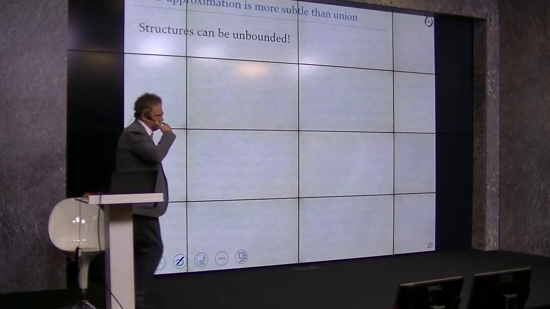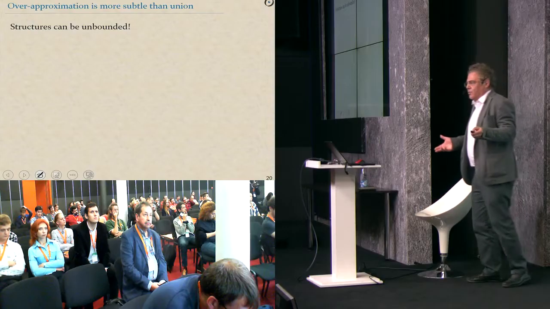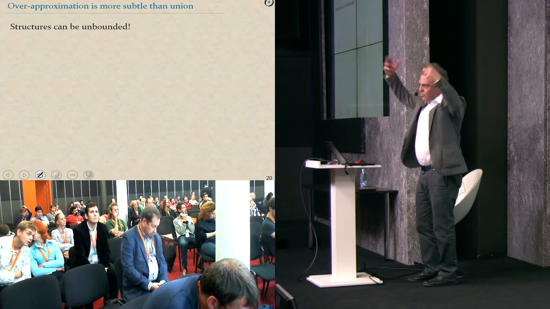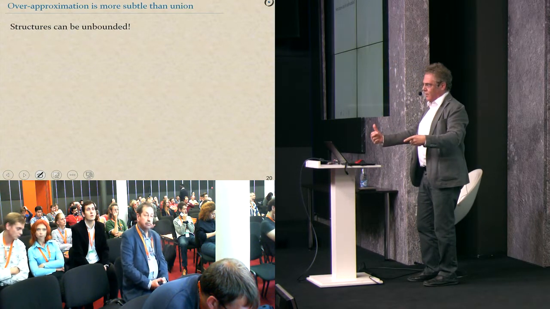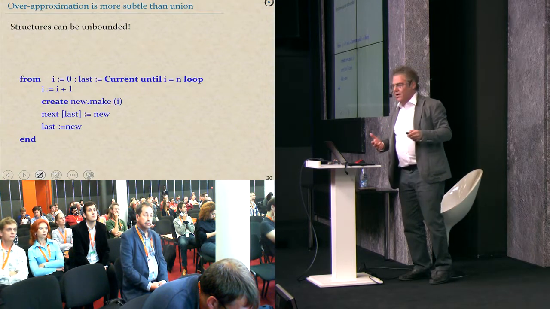Now, from what I just told you a slide ago, it would seem that we just compute the union and the intersection, and that's it. Union being over, intersection being under. Unfortunately, the world is not that simple because we have unbounded structures.